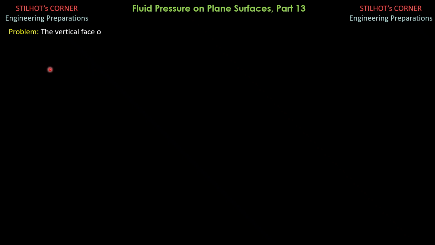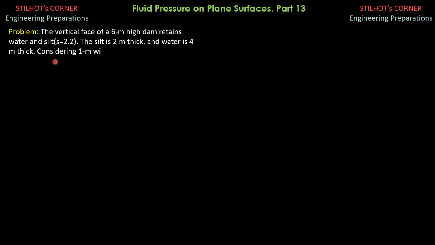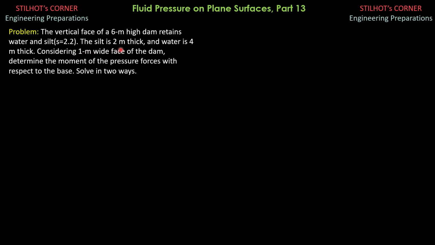Here is the problem. The vertical face of a 6-meter high dam retains water and silt of specific gravity 2.2. The silt is 2 meters thick and therefore water is 4 meters thick. Considering 1 meter wide face of the dam, determine the moment of the pressure forces with respect to the base. So let's solve this in two ways.